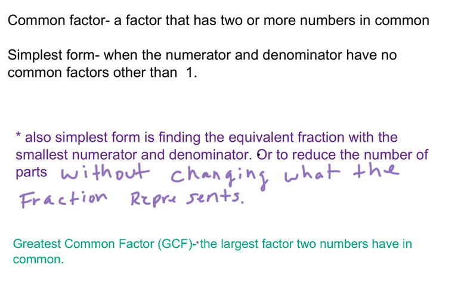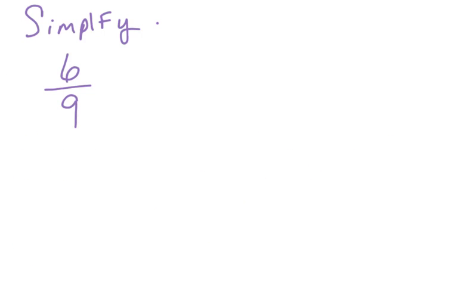And what we're going to be talking about in this lesson is the greatest common factor, which is the largest factor two numbers have in common. And we're going to work that by using some of our factor rainbows that we learned about. So now let's look at an example. We're going to try to simplify 6/9. First thing we're going to do is look at it with a picture. Then we're going to apply the other math to it.